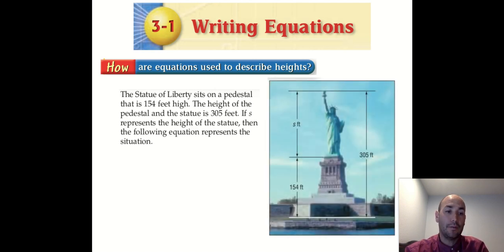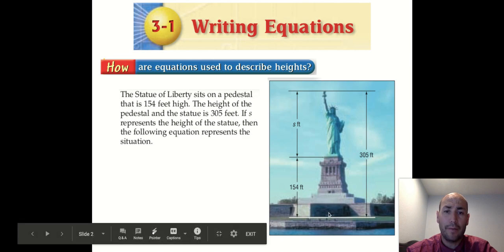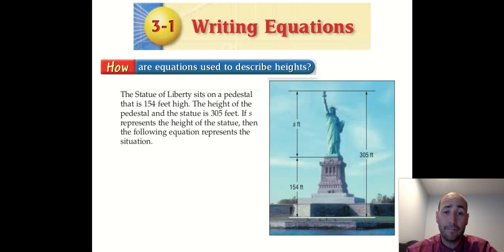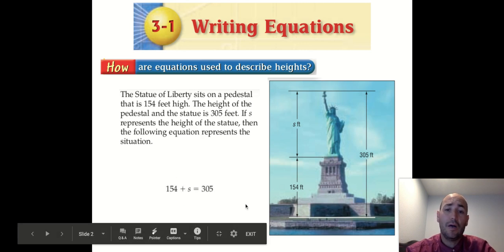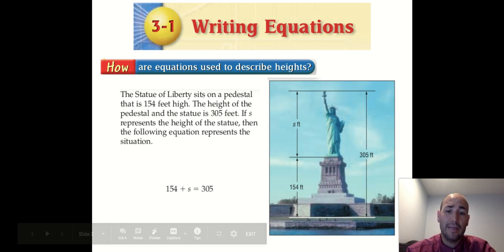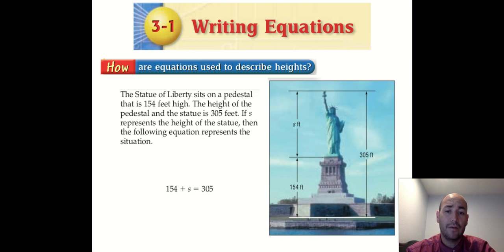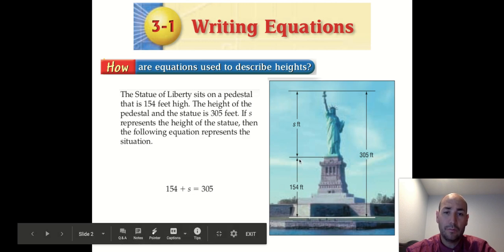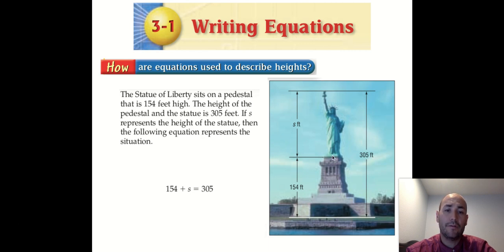First, let's take a look at a picture here. I have a 154-foot pedestal, like it says in the problem, and I have the height of the statue S, and it told me that the pedestal and the statue together were 305 feet. If I were going to write an equation, it would look something like this: 154 plus S equals 305. So I took the height of the pedestal plus S, the height of the statue, and it equaled 305.